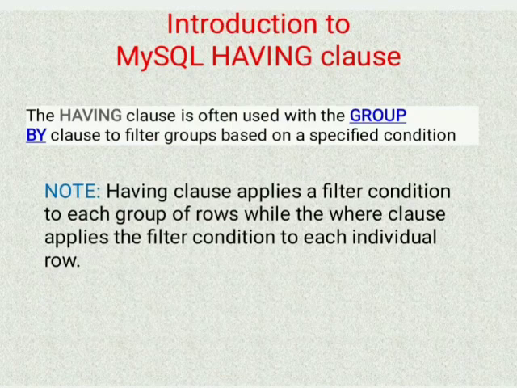The having clause is often used with the group by clause to filter groups based on a specific condition. One point to note here is that the having clause applies the filter condition to each group of rows, while the where clause applies the filter condition to each individual row. So now is the difference between having and where clear to you? It seems the same, having or where, but there is a major difference. Where is used for individual rows and having is used with group by.